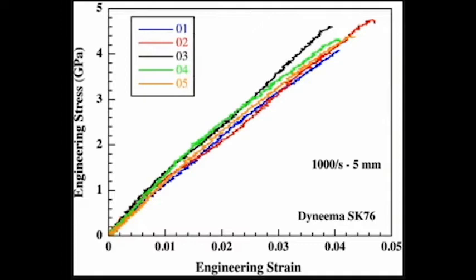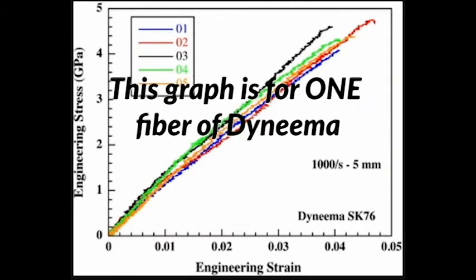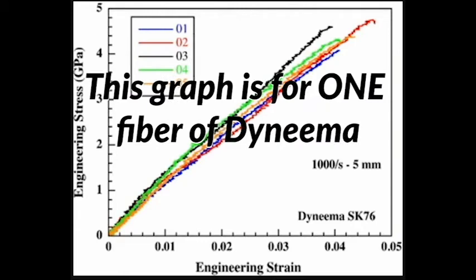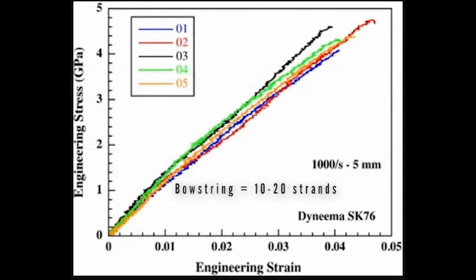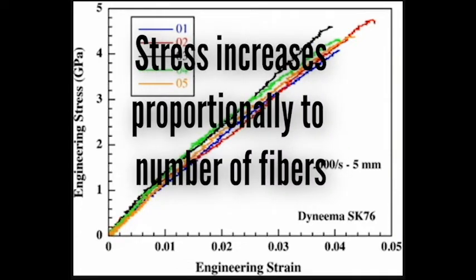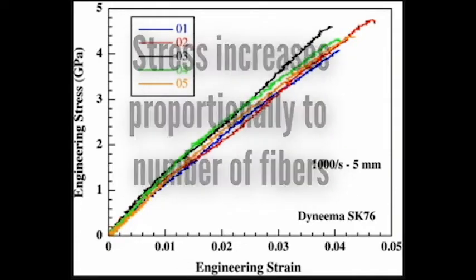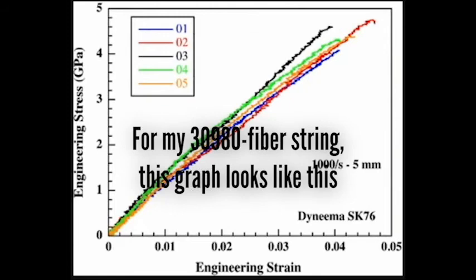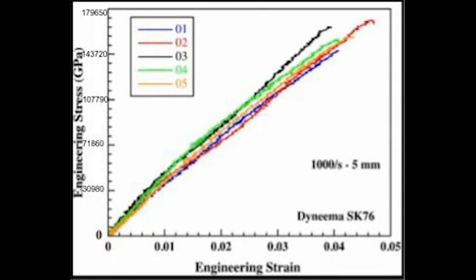But wait, if we look at Sanborn's stress-strain curve, it's just for one fiber of Dyneema. If you remember the calculations we did earlier in this video, a bowstring is made of 10 to 12 strands, each of which has 1,549 of these fibers. Now, as we add more fibers working in tandem, the stress and strain they can endure changes proportionally. This means that for my 20-strand string, the stress needed to cause the strains in this curve is actually 30,980 times greater than the ones displayed on the y-axis.